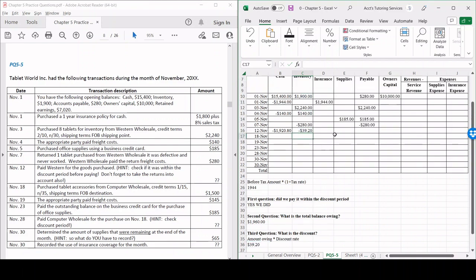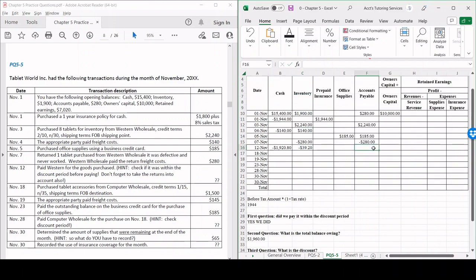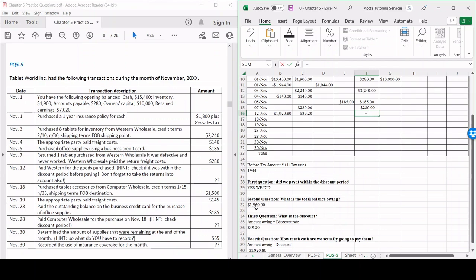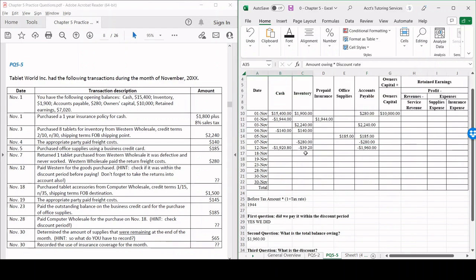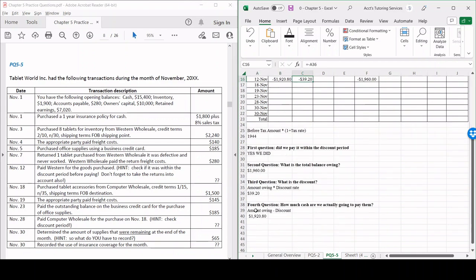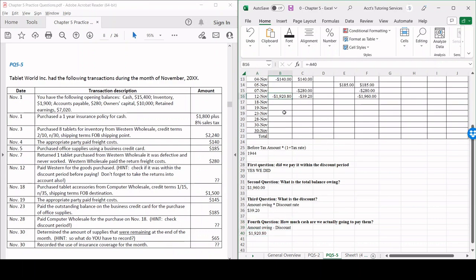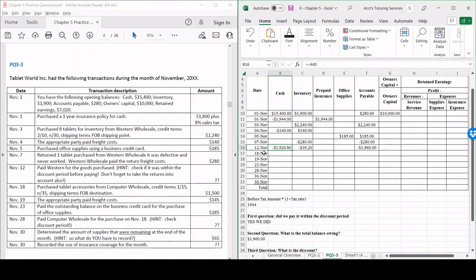Because remember, we get a $39.20 discount. And our total accounts payable is going to go down by the total amount that we owe. So what is the total balance owing? That's going to reduce our accounts payable. The discount is going to reduce our inventory. And the amount owing, what we actually owe in cash, is going to reduce our cash. If that confuses you, pause, rewind, and redo it again, please.